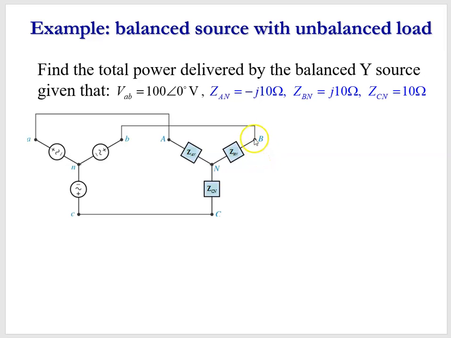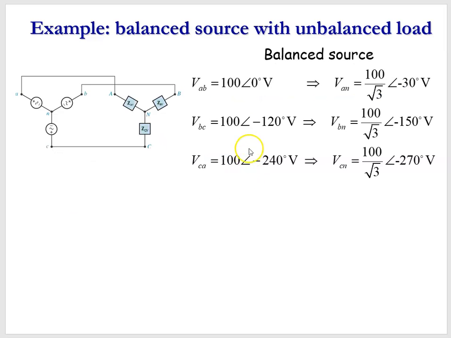In this example, we want to find the power delivered to this Y source from this Y connected load, where we know the line voltage at the source, that's 100 angle 0 degrees from A to B. And we know these phase impedances at the load. We know that ZAN is negative j10, ZBN is positive j10, and ZCN is 10 ohms. So let's see how we can analyze this.